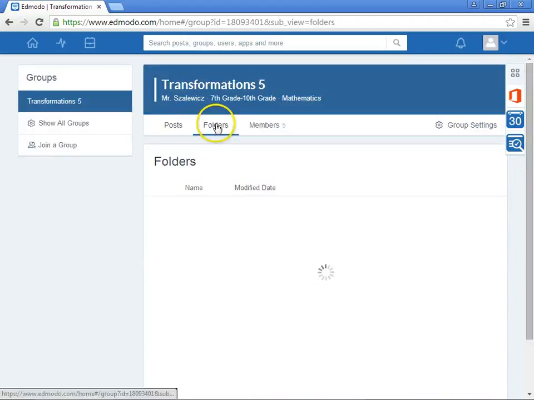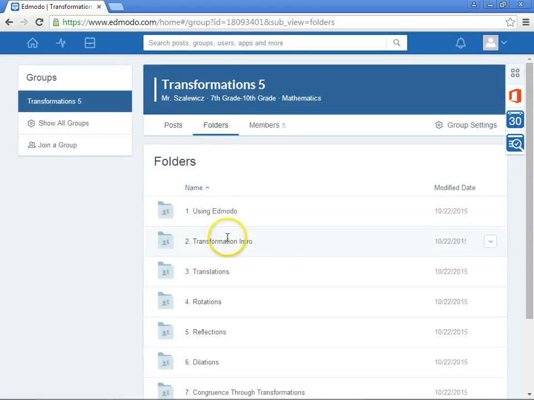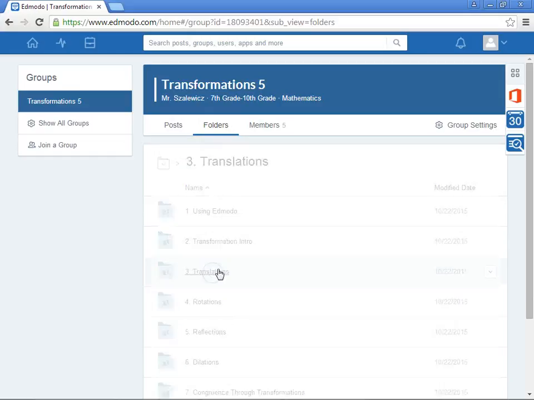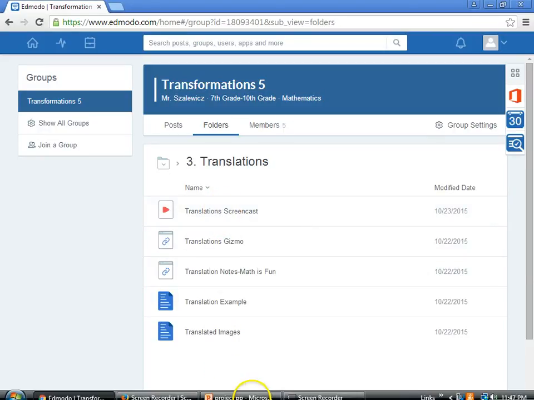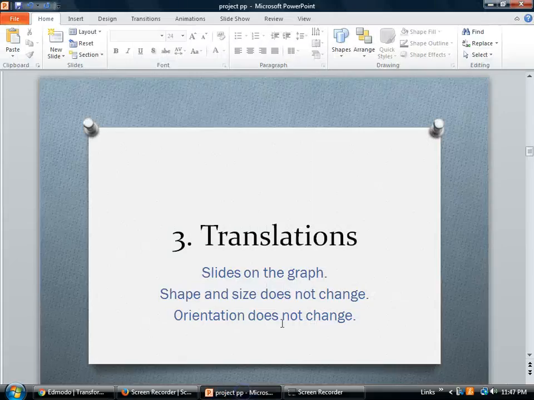Of course, we want to go to our folders and go to folder number 3, translations. And you'll see right off the bat there the translation screencast, which we are currently listening to, and quite a few other folders that we're going to explore. So let's talk about translations in general.